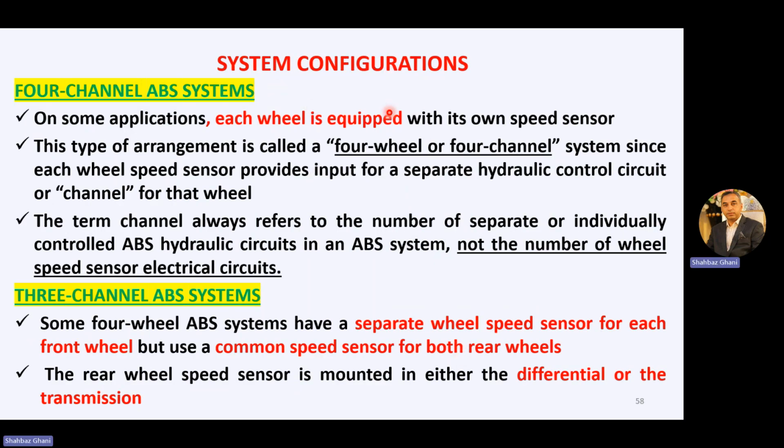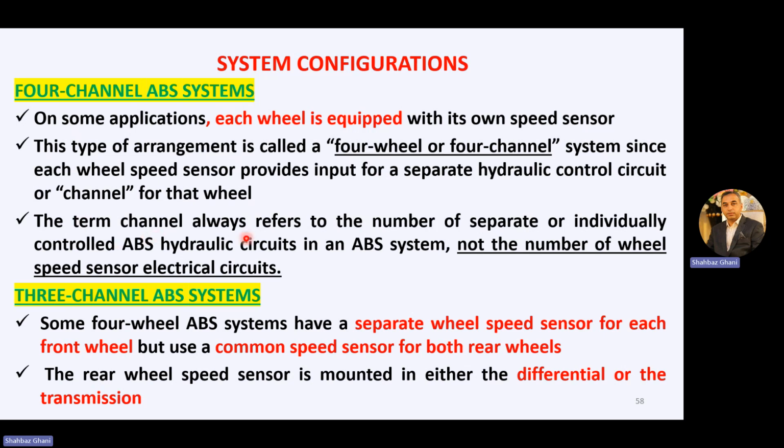System configurations. There are three types of system configurations. 4-channel ABS system. On some applications, each wheel is equipped with its own speed sensor. So if we have a four-wheel vehicle, each wheel is equipped with its own speed sensor. This type of arrangement is called a four-wheel or four-channel system, since each wheel speed sensor provides input for a separate hydraulic control circuit or channel for that wheel.